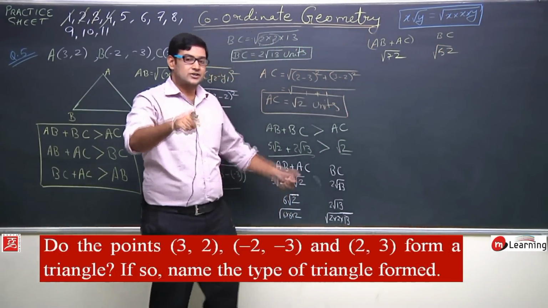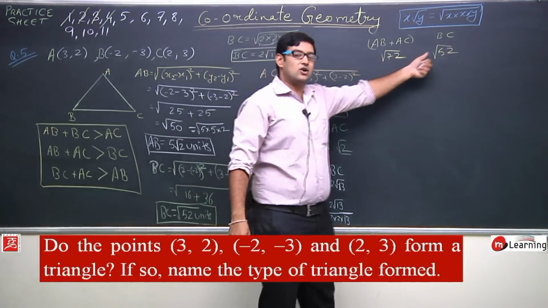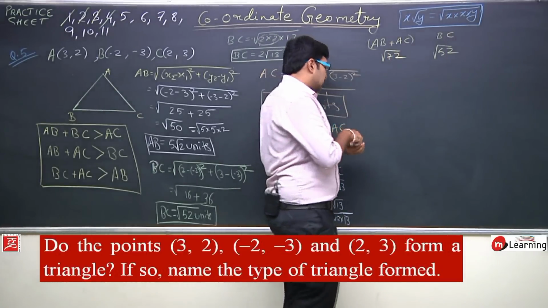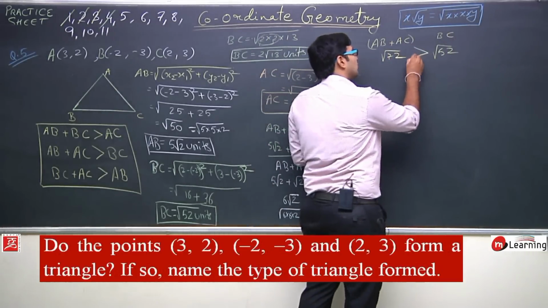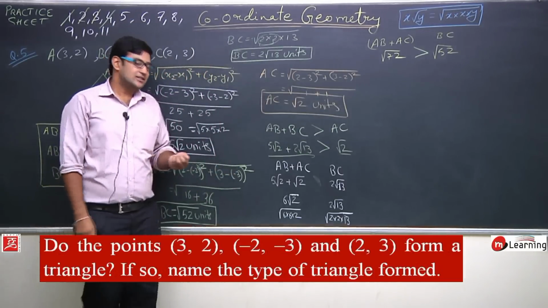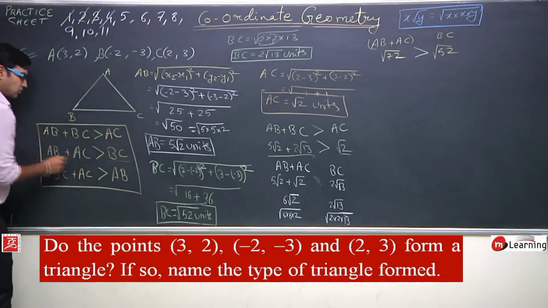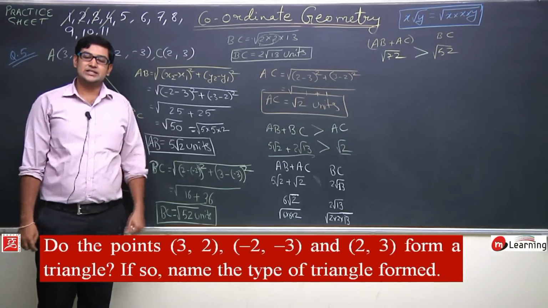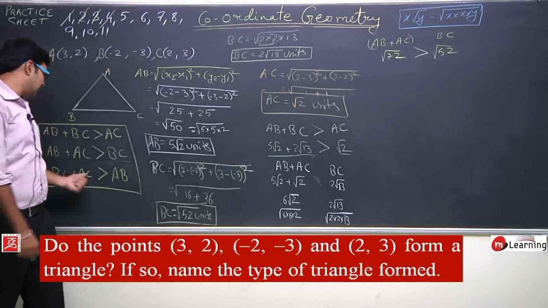Now which is greater? Square root of 72 is greater or square root of 52 is greater? You can very clearly see that square root of 72 is greater than square root of 52. It means the second condition is also true, that AB plus AC is greater than BC. This condition is also correct. Then what about the third condition?